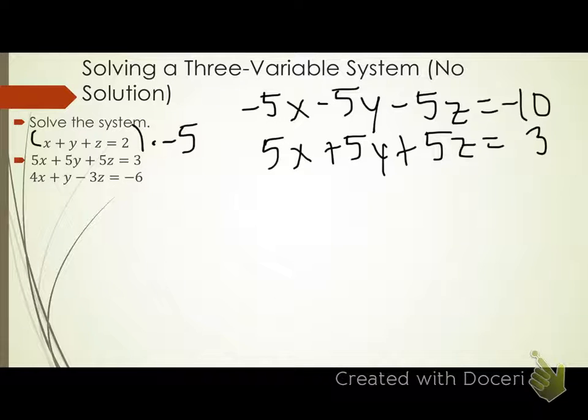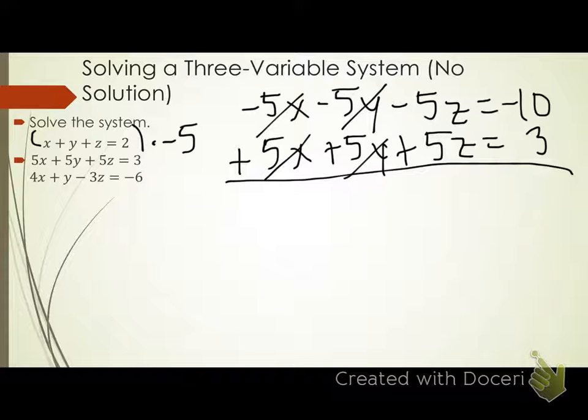Now that I have same number, opposite sign in my y column, I'm going to add my 2 equations. But let's see what happens here. My x's get eliminated, my y's get eliminated, my z's get eliminated. Negative 10 plus 3 gives me negative 7 over here. If everything on the left-hand side eliminates, that just leaves me with 0. Now, 0 obviously does not equal -7. We would say that's a false statement.